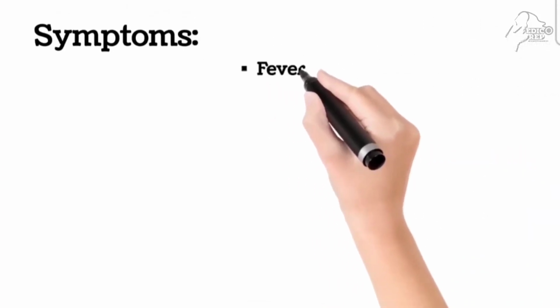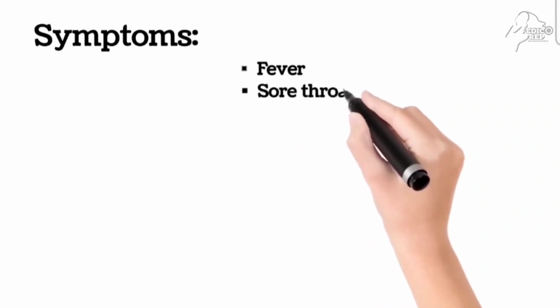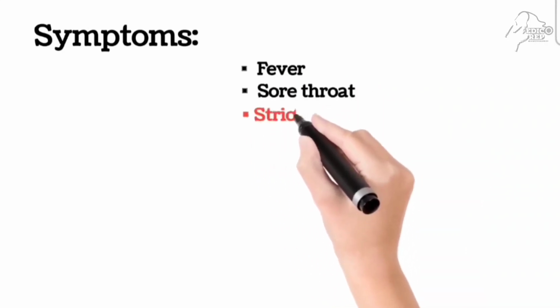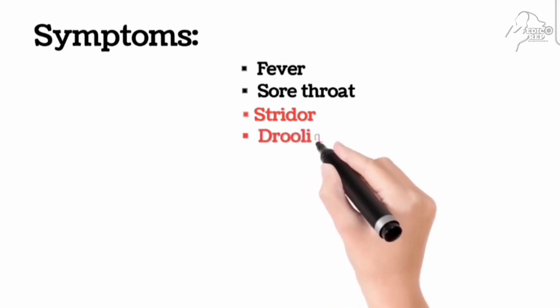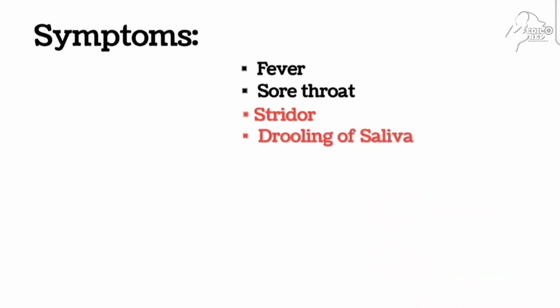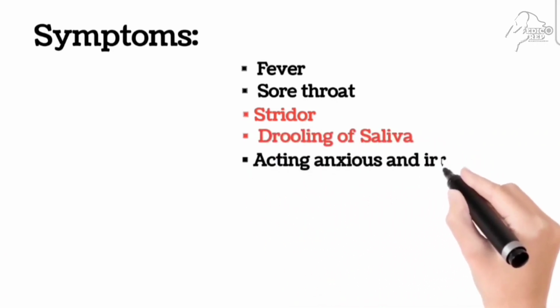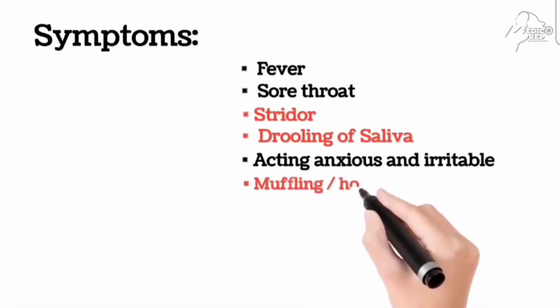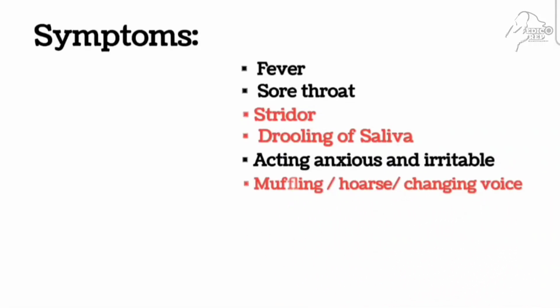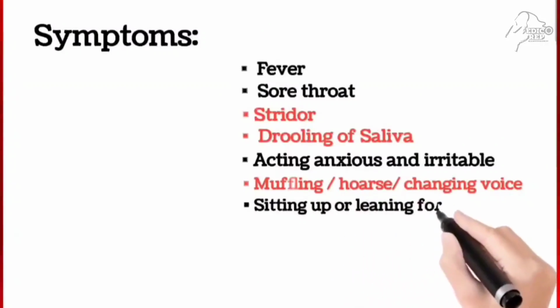A woman may come to your clinic with her kid saying that her kid had a sudden onset of fever, sore throat, stridor, also known as a high-pitched sound, drooling of saliva, and she might tell you that her kid is also acting anxious and irritable, with a muffled or changed voice. The patient may lean forward for some help in breathing.